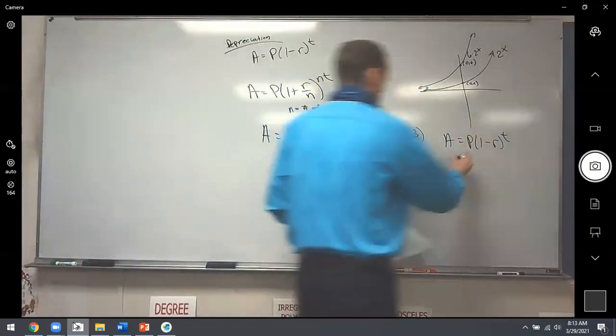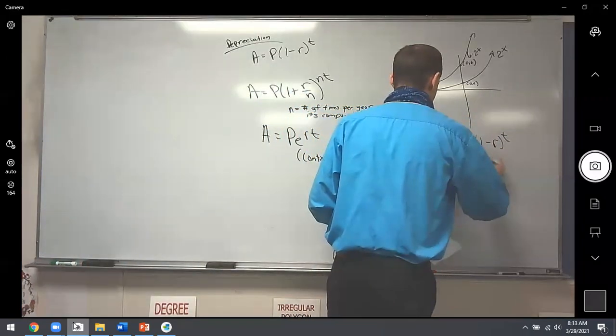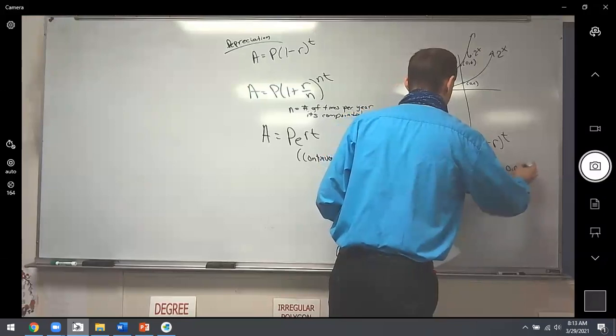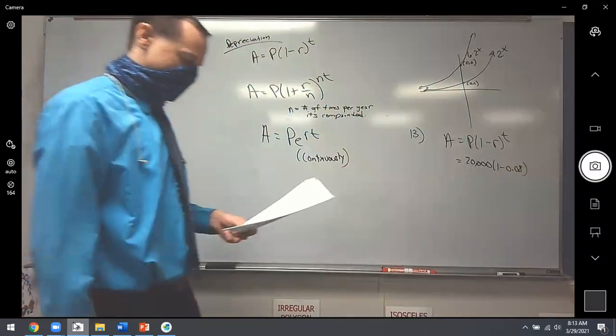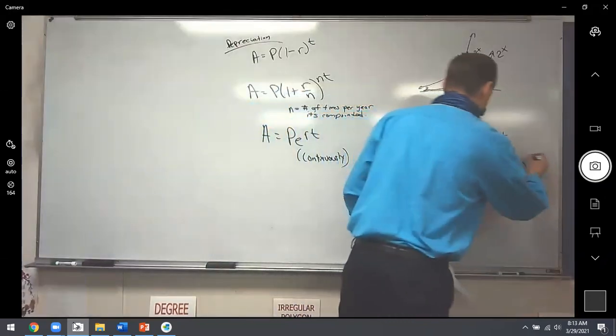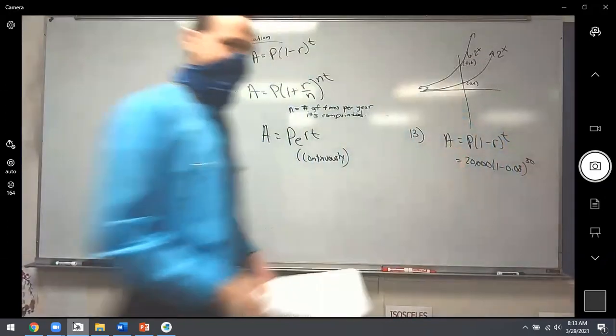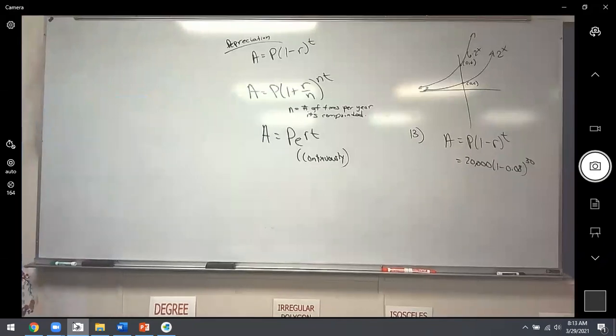Initially, the car was $20,000. The rate is 8%, which as a decimal is 0.08. And this has been done for 30 years. So again, you just plug it in your calculator and you spit out an answer and everything's fine. Probably not going to be worth very much after 30 years. Would you agree?